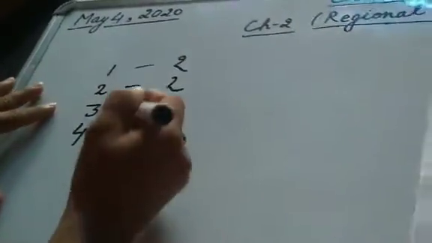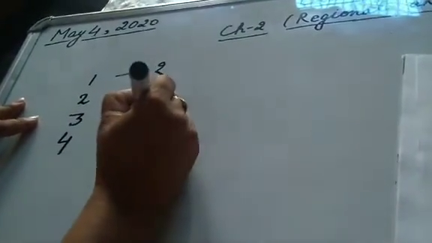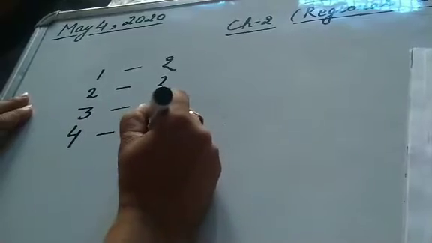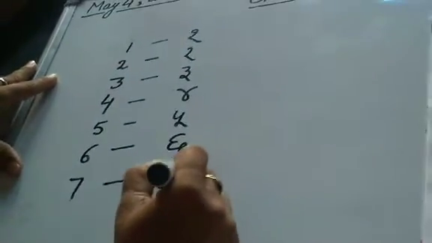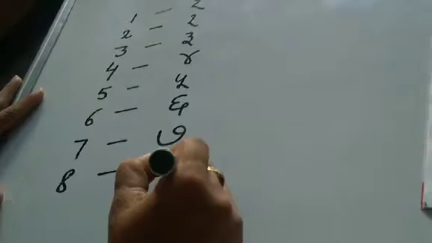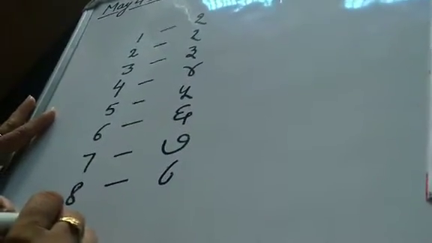2, how to write 2? Like this. And 3, write like this. 4, how to write 4? 4 like this. 5, this is 5, you can make it like this also. 6, 7, this is your 7 in Hindi numerals. 8, 9.